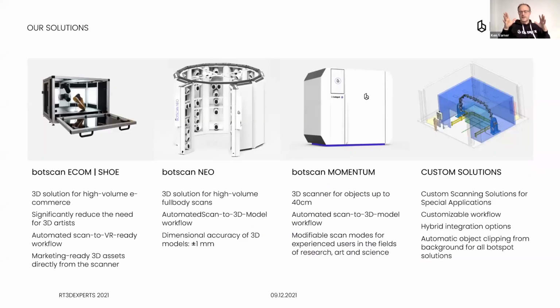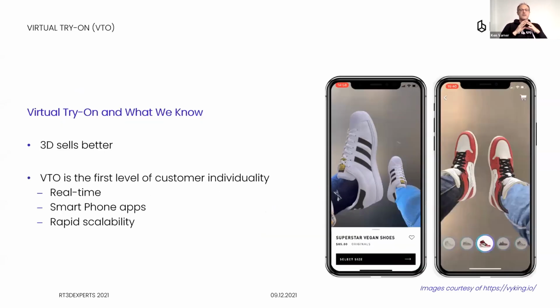And just so you know, Botspot, we're based in Berlin, and we've been selling fully automated photogrammetry systems for various types of applications, just to give you an idea of where our background is. So obviously I'm coming from the photogrammetry scanner background, so that's going to be a lot of my focus in this talk.